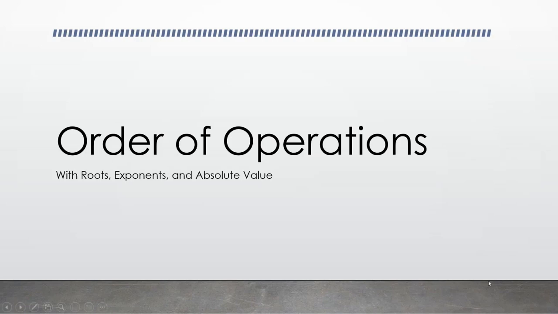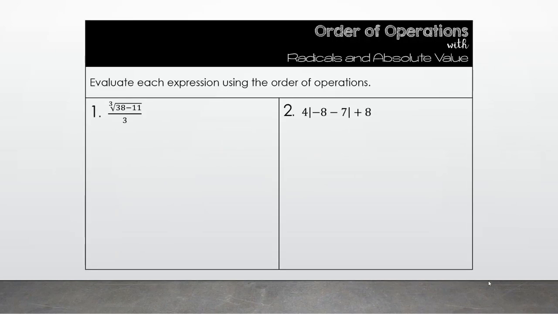Today we are continuing working on order of operations with expressions that have square roots, cube roots, exponents, and absolute value. In our first example, we've got the cube root of 38 minus 11, all over 3. So remember that the radical sign acts as a grouping symbol. We have to do all the operations under the radical sign first. So 38 minus 11 gives us 27.